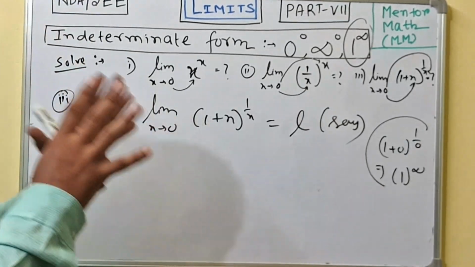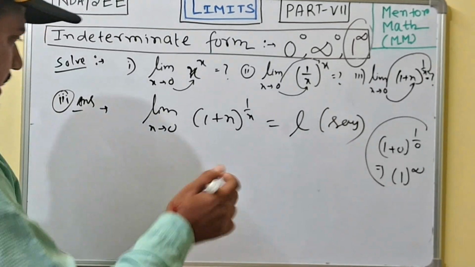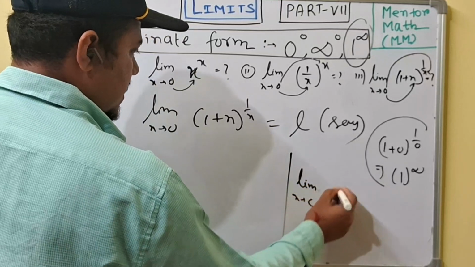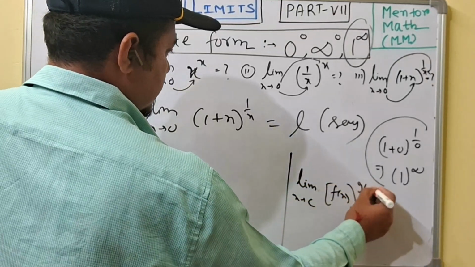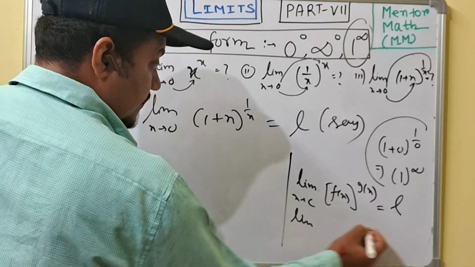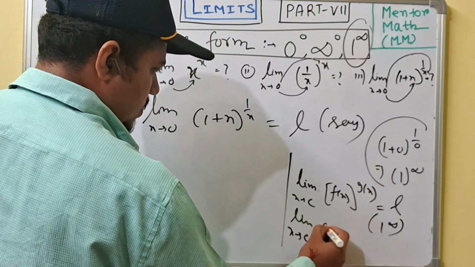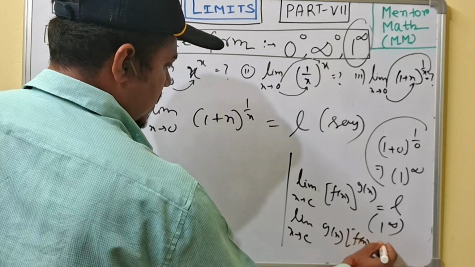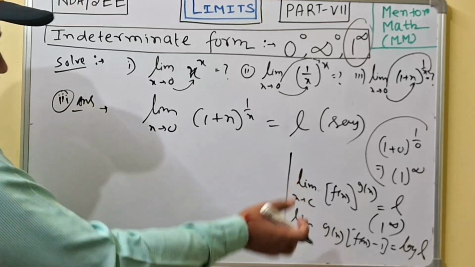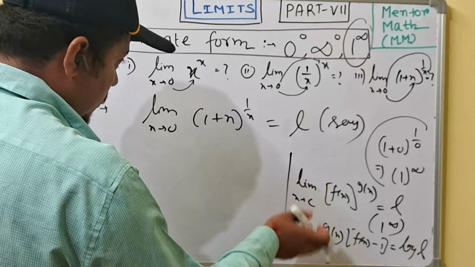So I already discussed, if you see the quantity 1 to the power infinity, at that time you have to use one shortcut form. If you see limit x tends to c of f(x) to the power g(x) is equal to L, after that you can take log. If the form is 1 to the power infinity, with x tends to c, you can write limit of g(x) outside times (f(x) minus 1) equal to log of L. If you take log on both sides, after calculation you get this shortcut formula, g(x) times (f(x) minus 1) equal to log of L. That shortcut formula you can use here.